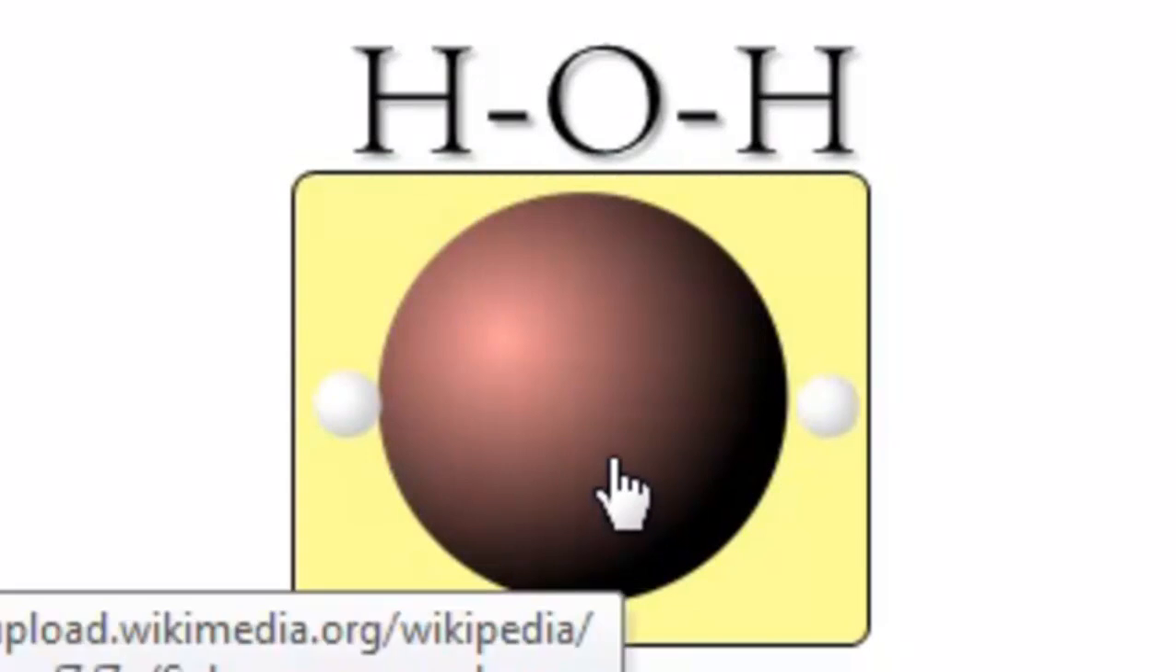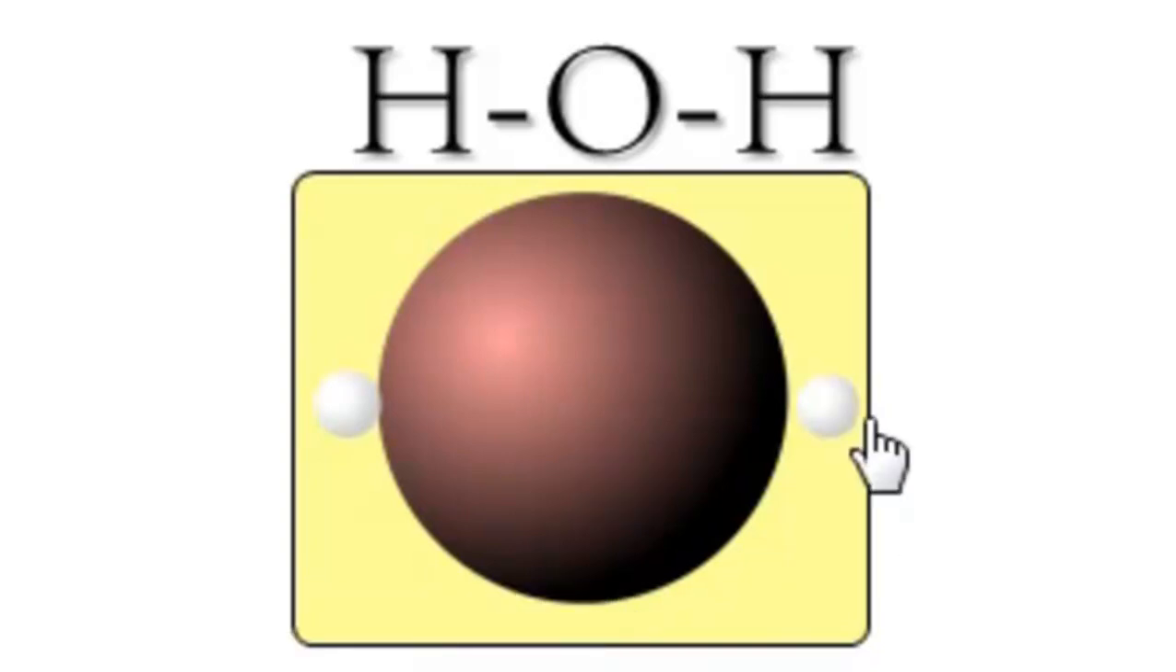If you look at the relative sizes and really the relative masses of a molecule of water, look at how big oxygen is, and look at how small hydrogen is. An oxygen atom is 16 times more massive than a hydrogen atom. It's about 90% oxygen and 10% hydrogen by mass.